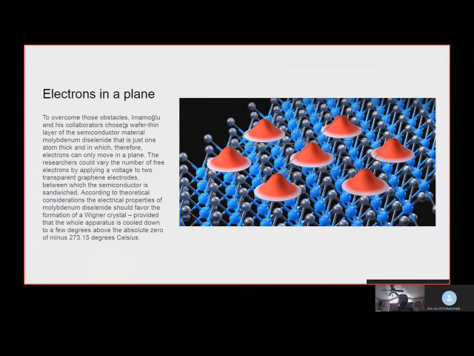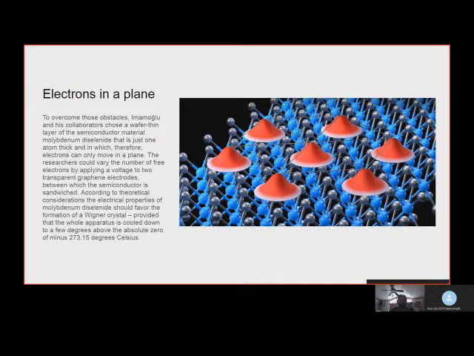Electrons in a plane. To overcome those obstacles, Amuglio and his collaborators chose a wafer-thin layer of the semiconductor material molybdenum diselenide, that is just one atom thick, and in which, therefore, electrons can only move in a plane. The researchers could vary the number of free electrons by applying a voltage to two transparent graphene electrodes between which the semiconductor is sandwiched.